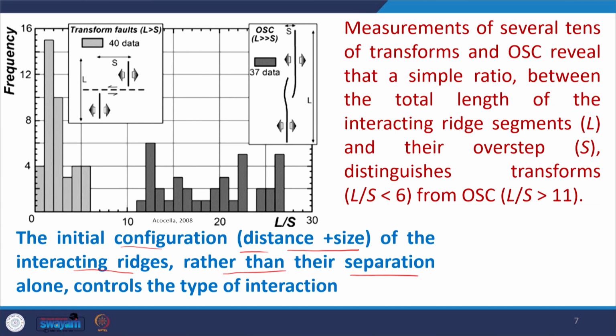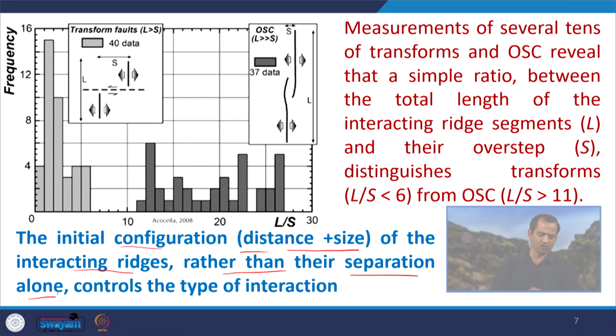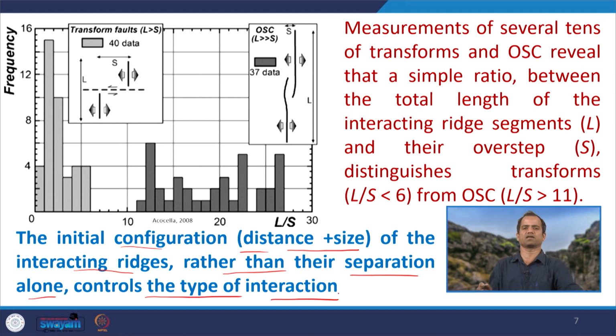Now, if you see the initial configuration, that is distance plus size of the interacting ridges, rather than their separation alone, controls the type of interaction. So, that means the initial configuration, that is how much distance is there in the segment, what is the size of the segment, what is the thickness of the segment, that is the interacting ridges, and their separation not alone interact. So, these also affect the development of the OCS.